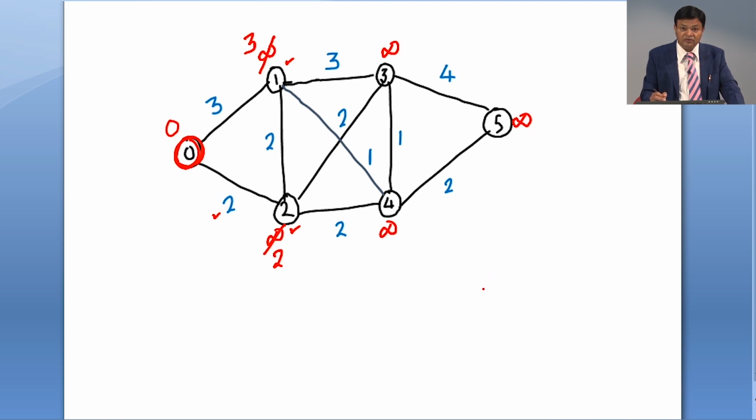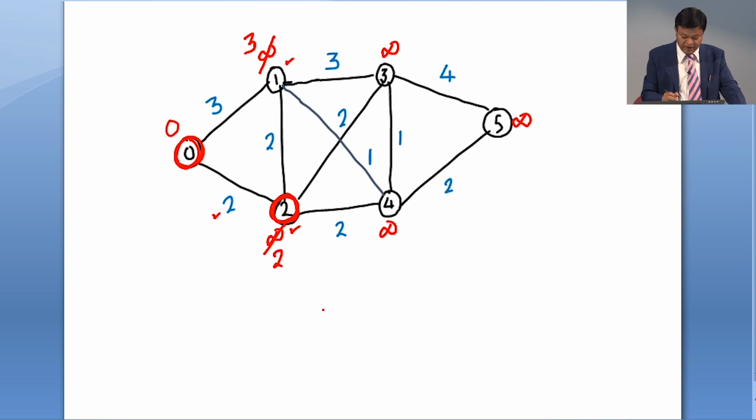What does next stage say? Next stage says, out of the remaining nodes, which is the shortest distance node? So which is the shortest distance node? 1 has a distance of 3, 2 has a distance of 2, 3 has a distance of infinite, 4 has a distance of infinite, 5 has a distance of infinite. So which one is the shortest distance node? 2, because the shortest distance, that is 2, is associated to it. Basically this distance is the distance from the source node. So now what we do, we repeat the same thing.